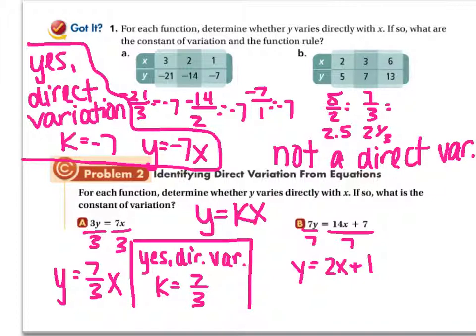So what do you guys think? Is this in the form y equals kx? Right, that plus 1 at the end makes a big difference. It's not in the form y equals kx, therefore this is not a direct variation.